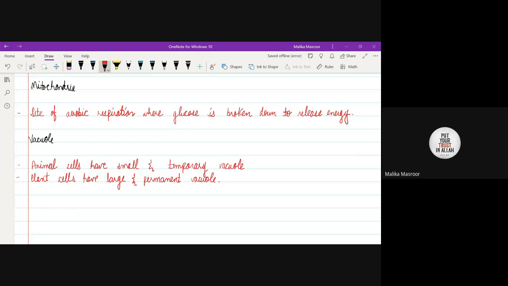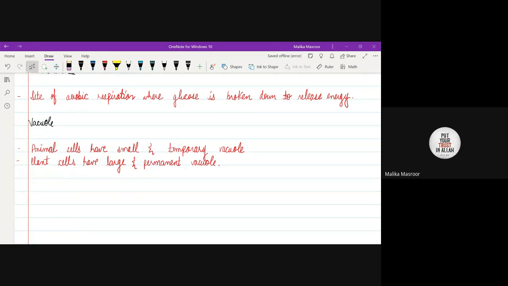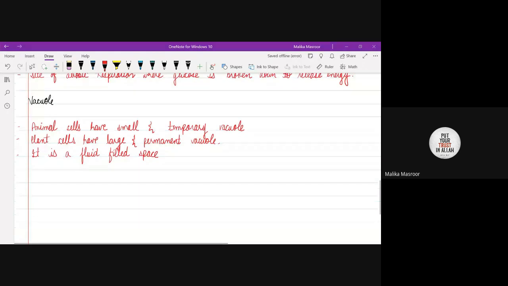Okay, so what is a vacuole exactly? It's a fluid-filled space inside a cell that is surrounded by its own membrane. And usually in plants, it contains a solution of sugars and other substances that is called cell sap. And what is cell sap? Cell sap is basically a solution of sugars and other substances.